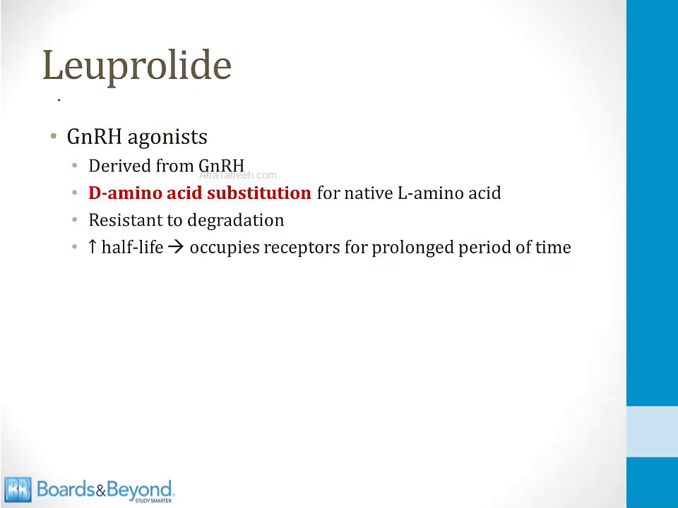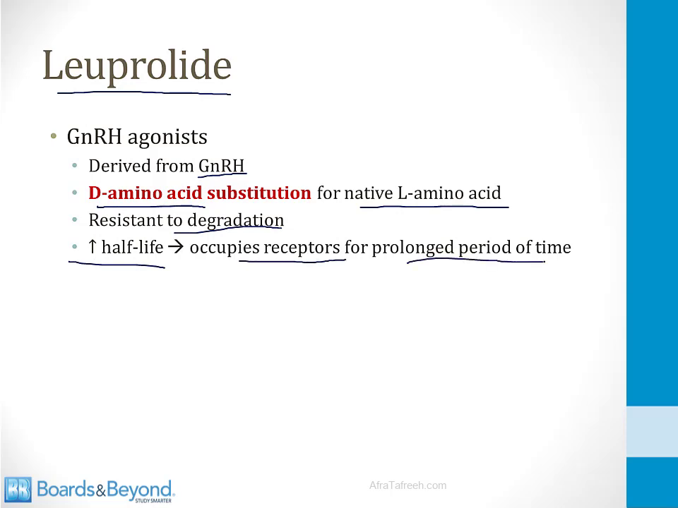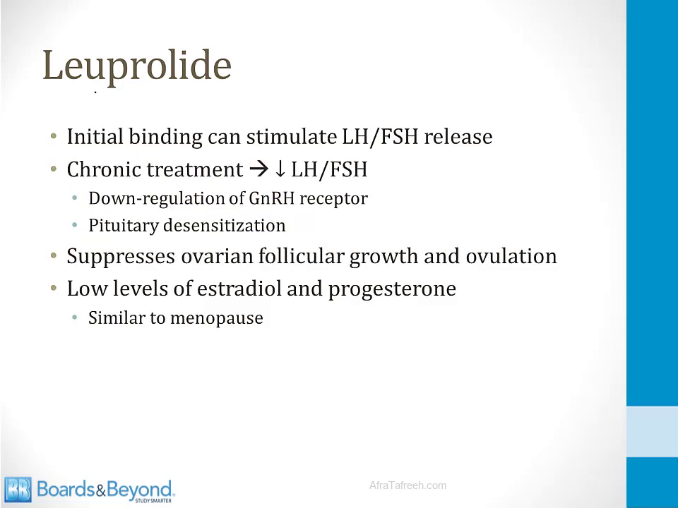There is a drug which functions as a GnRH agonist. That drug is called leuprolide. It's derived from GnRH. There is a D amino acid which is substituted for one of the native L amino acids. This makes leuprolide resistant to degradation. It also gives it a longer half-life so that it will occupy the GnRH receptors for a prolonged period of time. It's important for you to understand that leuprolide can function as both an agonist and an antagonist of GnRH.